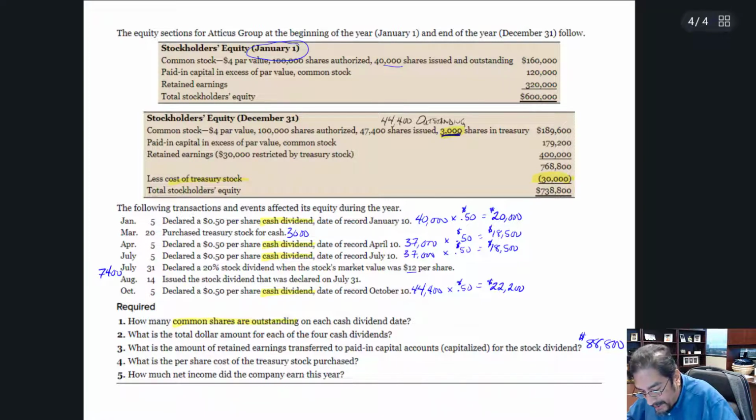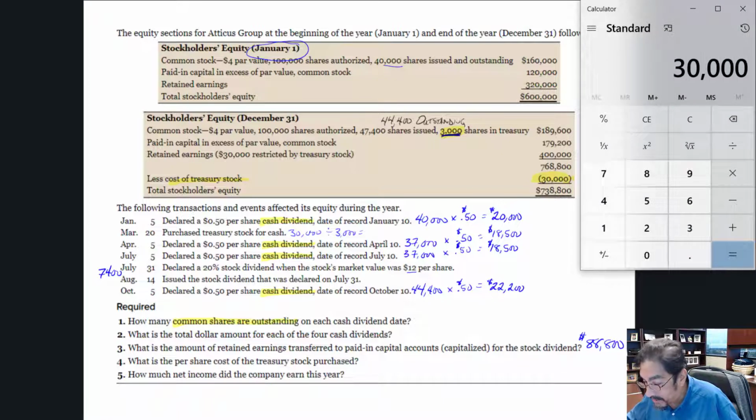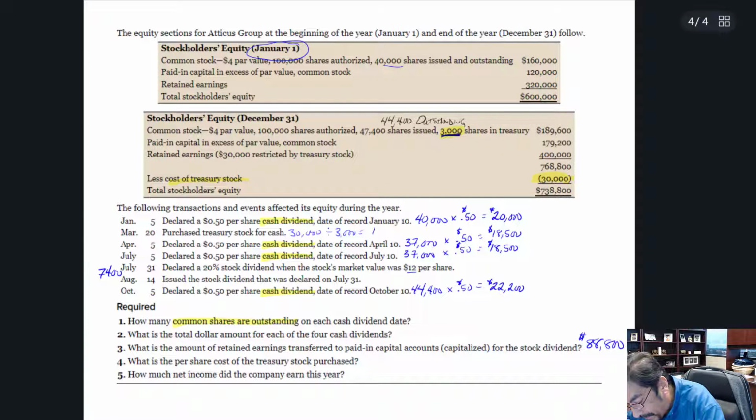So there's our calculation. $30,000 is the total amount that we've spent for 3,000 shares. I should be able to do this one in my head, right? $10 a share. We bought the shares back at $10 a share.